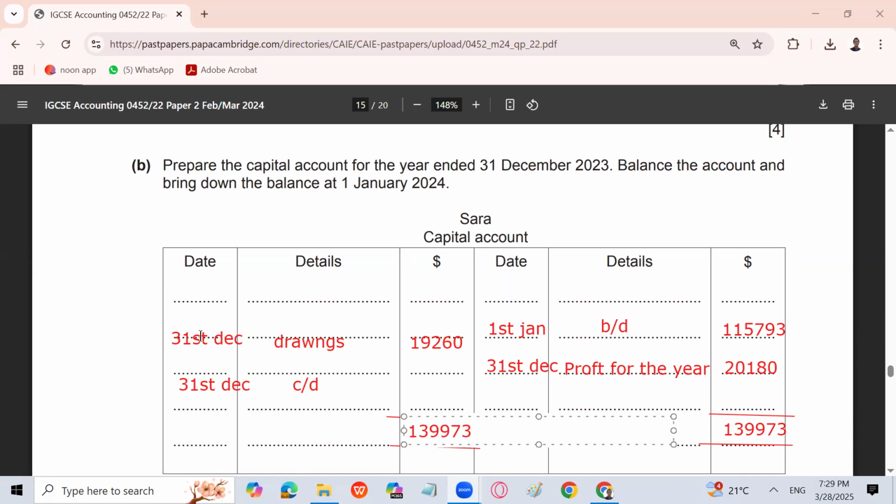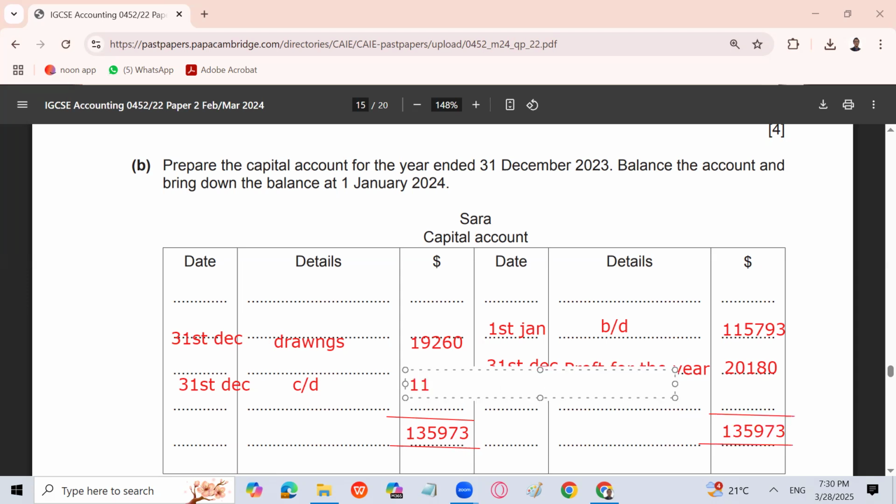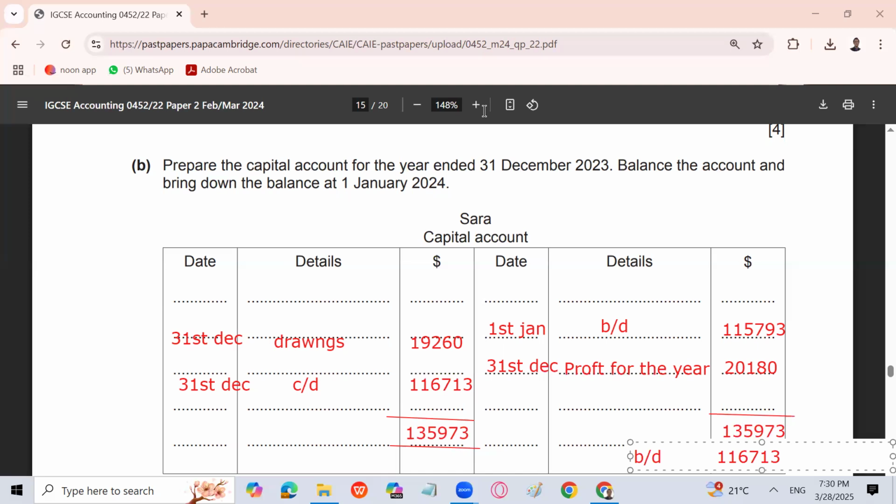135,973, and here also 135,973, and carried down is 116,713. This will be written with the name brought down over here. Brought down 116,713. So this is how you are going to prepare the T accounts.